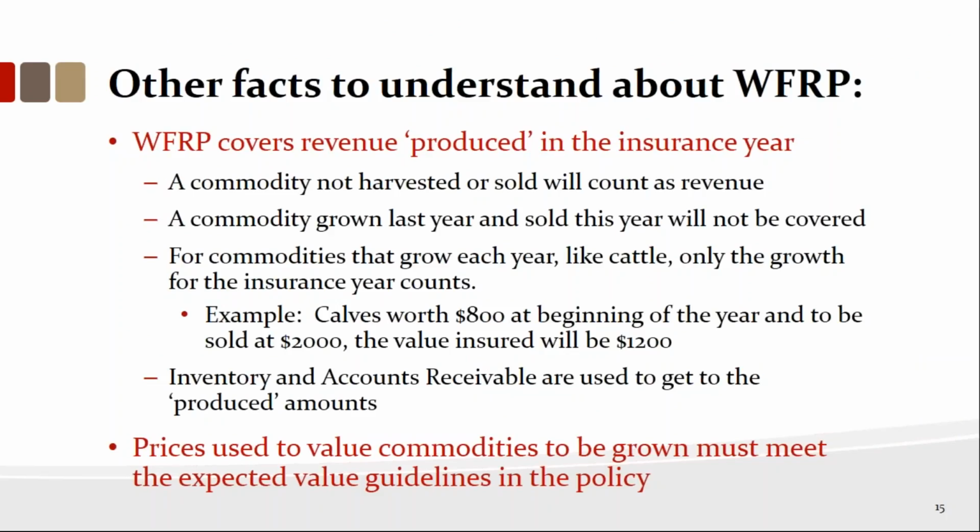Now, if you sold something but you haven't got your money yet, we do an accounts receivable report for that at the end of the year, the agent does, and what we have to do is determine what it's worth. It's sitting out there, a guy owes you $200, and that's $200 that goes on this year's income because it was raised this year. So there's inventory that you have, and there's accounts receivable that has already been sold, you just haven't got your money. Prices used to value commodities to be grown must meet the expected value guideline to policy. Now, with this policy, as an agent and a consultant to agents, the most difficult part is not coming up with a Schedule F.